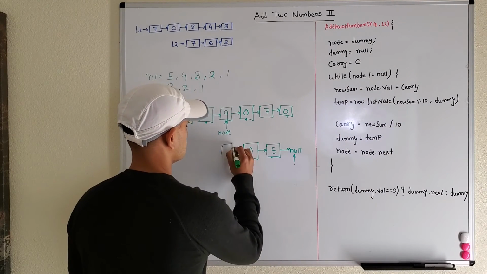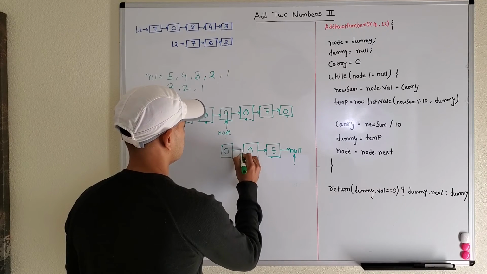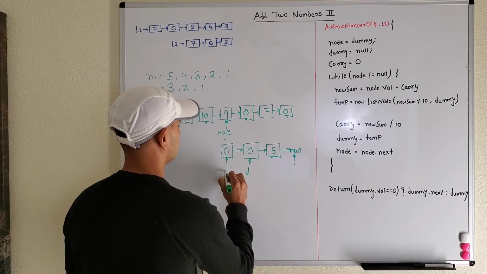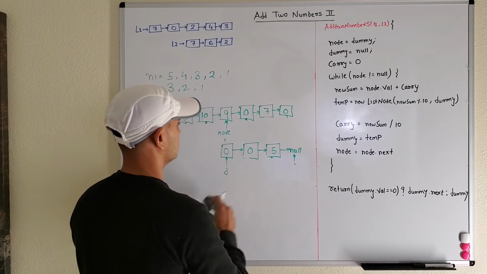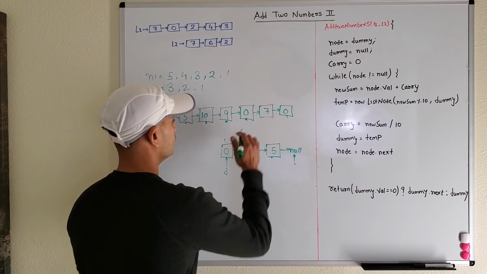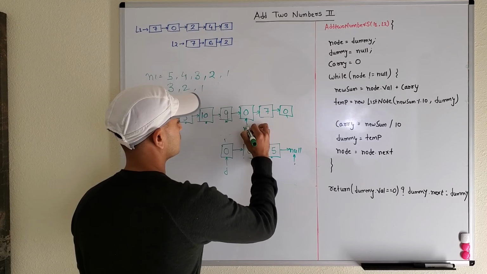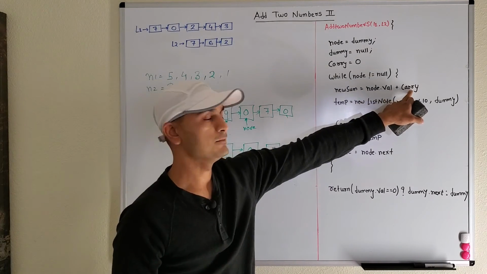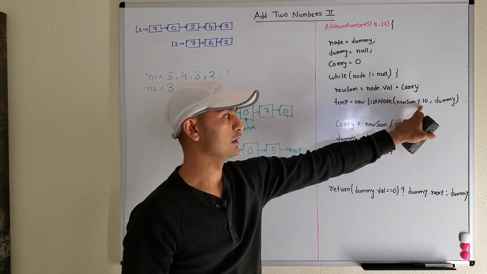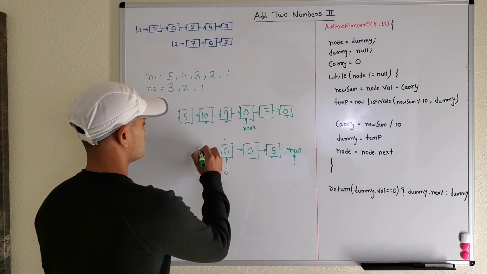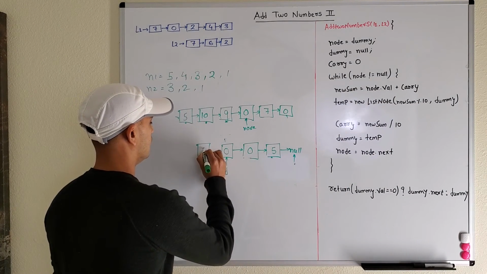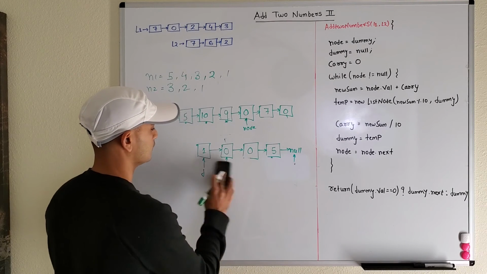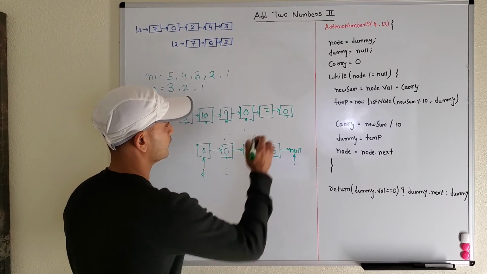So 0, and we have one more carry. Dummy goes here, and node moves to next pointer. Now 0 plus 1 carry, so 1. New sum 1 mod 10 will be 1. So we create a node 1, next pointer, and dummy moves here, and node moves here.